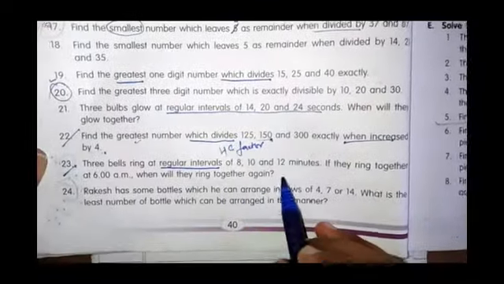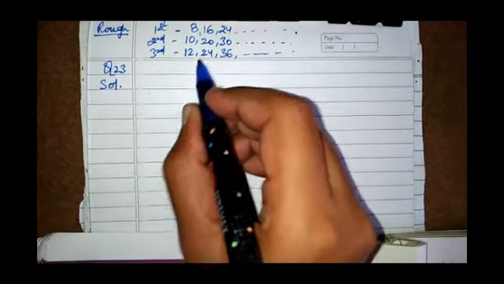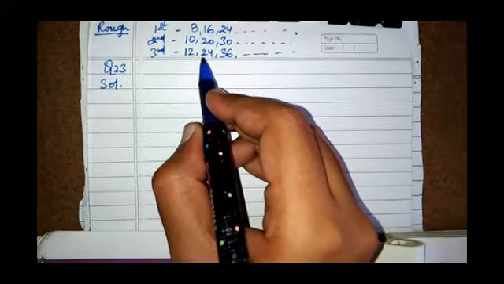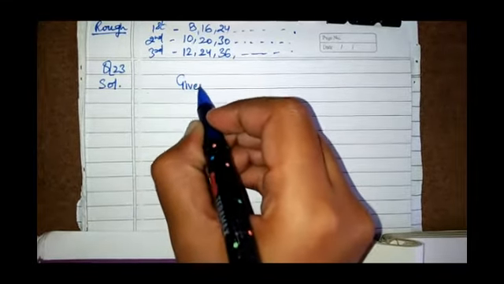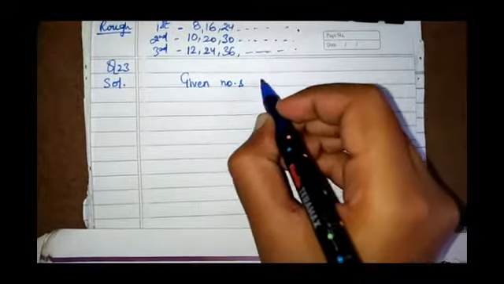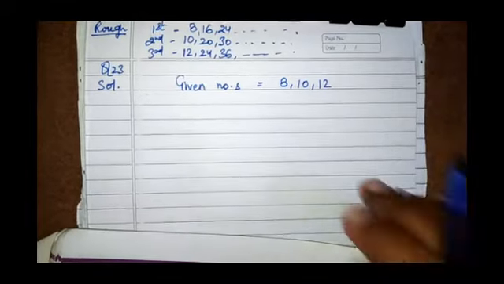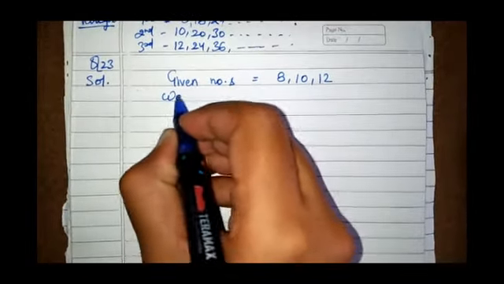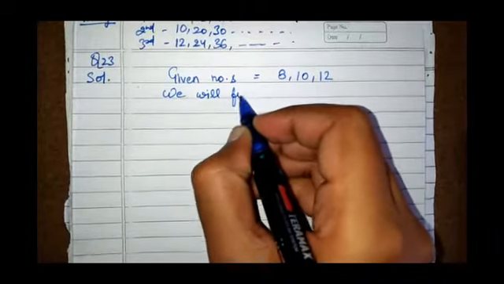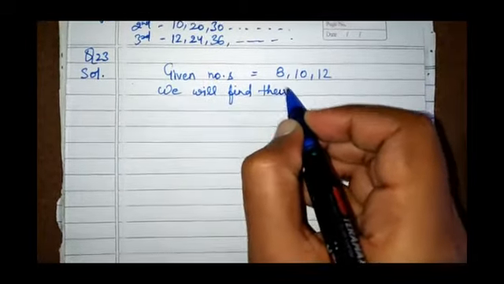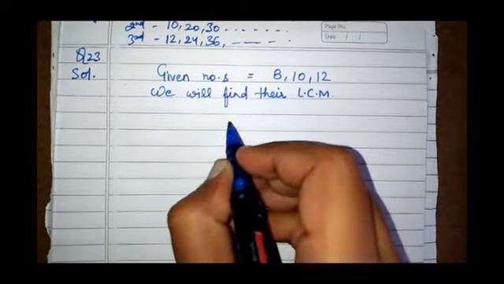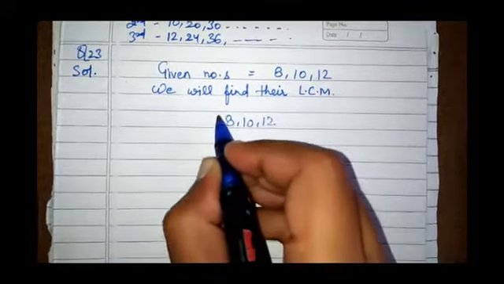Okay. Now the question is saying when will they ring together again? That means their common multiple. So what we have to find here? We have to find the LCM of these three numbers. So first of all we'll write the given numbers. The numbers are 8, 10 and 12. Now we will find their LCM.